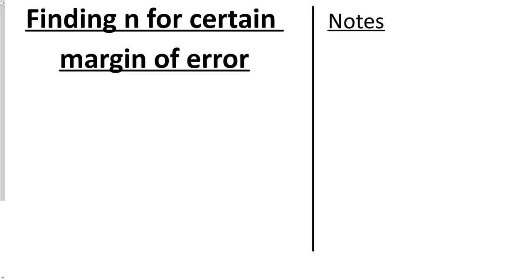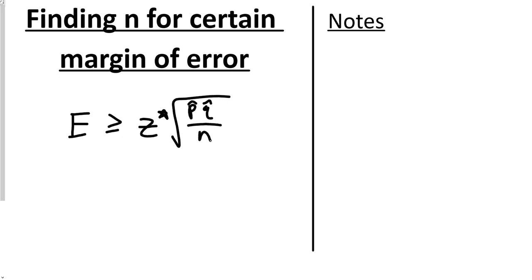Finding n for a certain margin of error, we're going to use this formula, which is based off of the margin of error. If we have a certain margin of error, we want that to be at least the highest value. We're going to pick the highest value, the maximum error. So to show that maximum error, we would be saying E has got to be greater than or equal to Z star times the square root of p hat q hat divided by n. That's our formula for the margin of error. We want it to be at least that highest value.